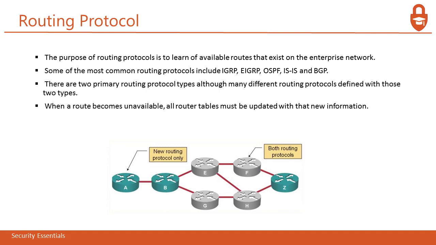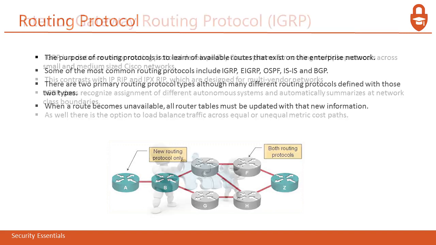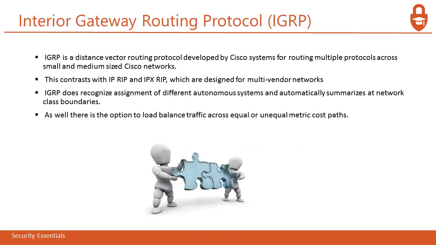So when you're trying to get the route, just update the routing table of that router and you'll be able to get connected. Next is Interior Gateway Routing Protocol, IGRP. We already know of IGRP, EIGRP, OSPF, IS-IS, and BGP. We're going to look at IGRP first, Interior Gateway Routing Protocol.